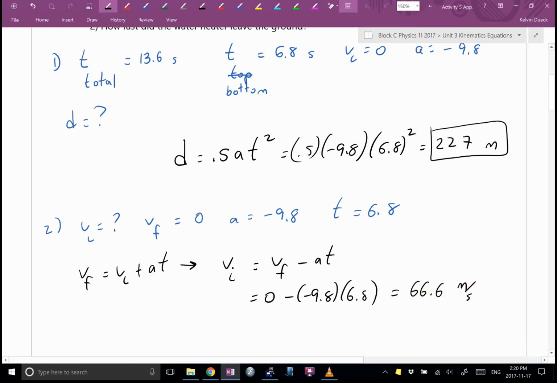Do me a favor, convert that to kilometers per hour just so we can put that into car speed. How do I go to kilometers per hour? It's something to do with a 3.6. Okay, so times by 3.6. How many kilometers per hour did it leave the ground at? What? Huh? That's more than Ferrari speed from water. It's pretty good. Okay.